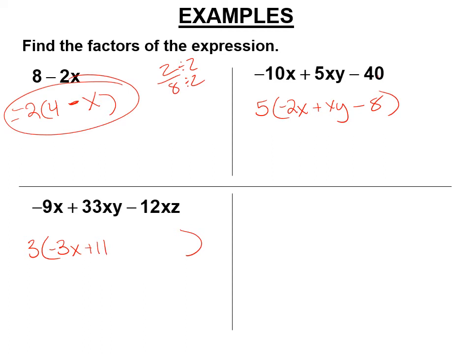Yeah, there was. Ooh, there was an x in all of them. So I'm changing my answer, right? So 3x comes out here. 3x times negative 3 is negative 9x. There's 11. We already got our x, so we just put the 11y there.